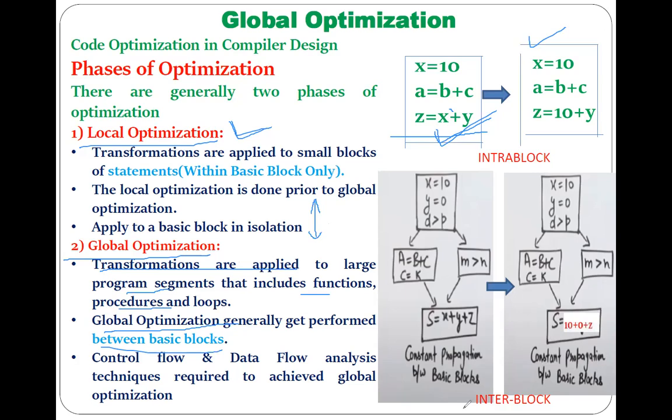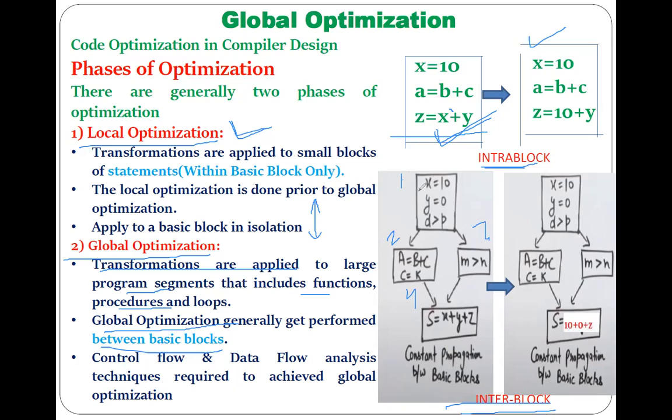So that is the reason we call global optimization an inter-block optimization, whereas local optimization is an intra-block optimization. Okay. And that example also I told you, these are some basic blocks: 1, 2, 3, 4.